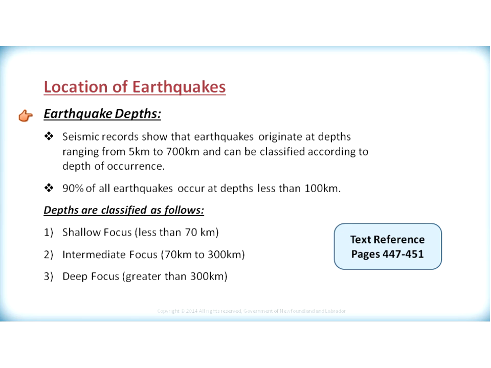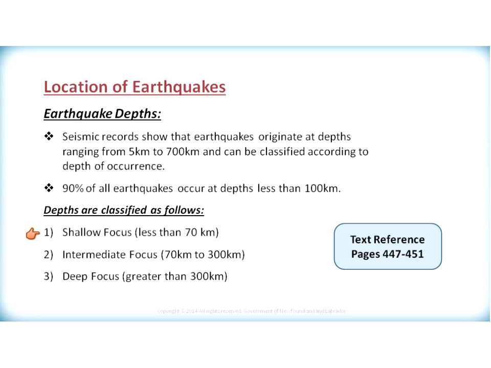If we look at the location of different earthquakes, location of earthquakes is determined by the earthquake depth. Seismic records show that earthquakes originate at depths ranging from 5 kilometers to 700 kilometers, and can be classified according to the depth of occurrence. Even though earthquakes range at different depths from 5 to 700 kilometers, approximately 90% of all earthquakes will occur at depths less than 100 kilometers. And the depths of earthquakes are classified as follows.